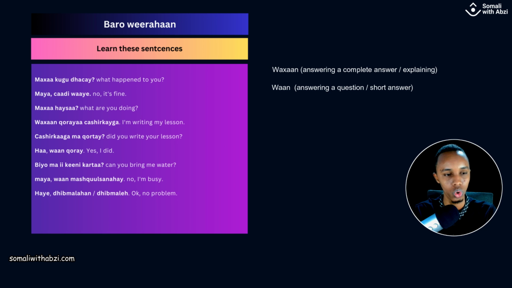Go waxaan when you're going to explain things. Go waan when you're going to answer in a short way. Or maybe you're going to reply my question or people's question. Yeah? So if I test you now, is it correct to say, waxaan isticmaalayaa laptopkayga? Isticmaal means use. Waxaan isticmaalayaa laptopkayga. Or is it correct?